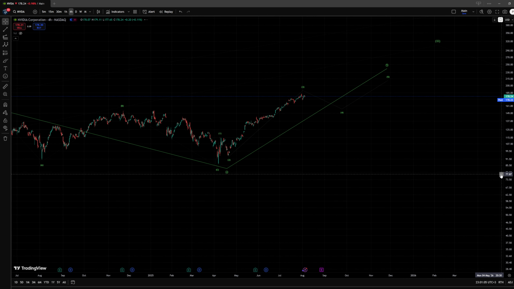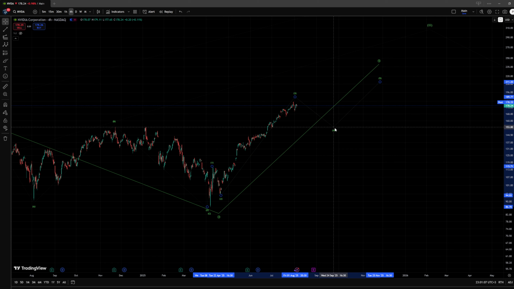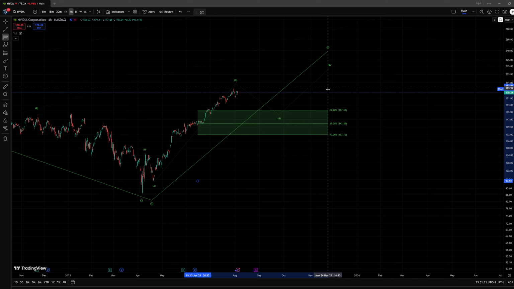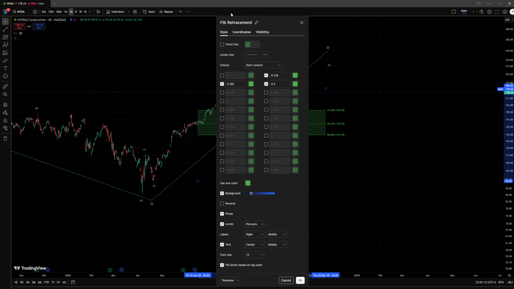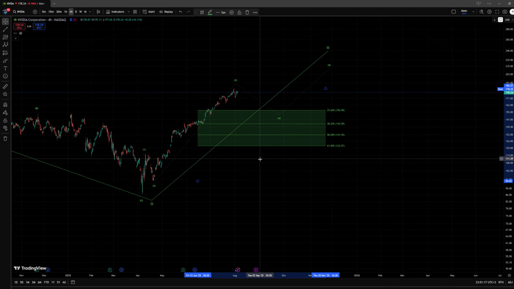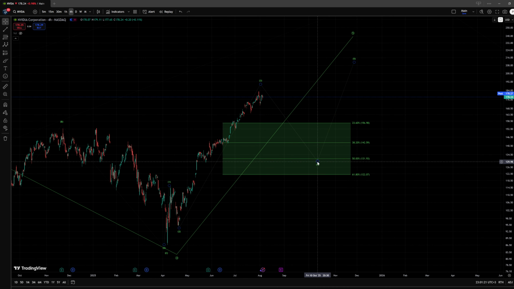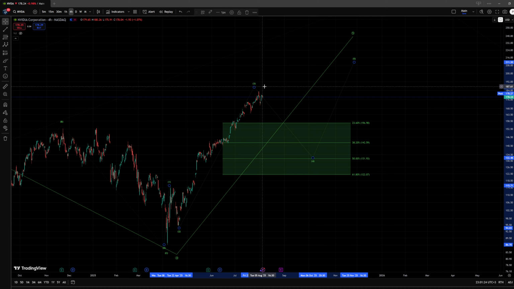And the area that I would look for support for such a fourth wave in this case would be from $157 down to around $122. So these are the levels I would look for before I would consider such a move invalidated.